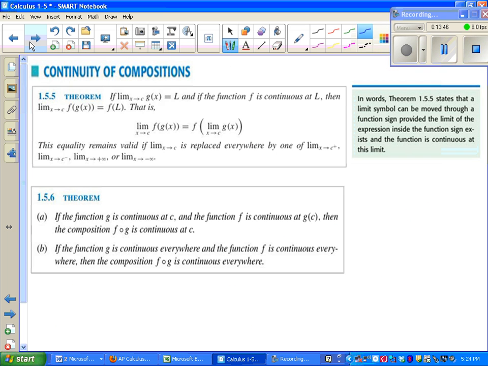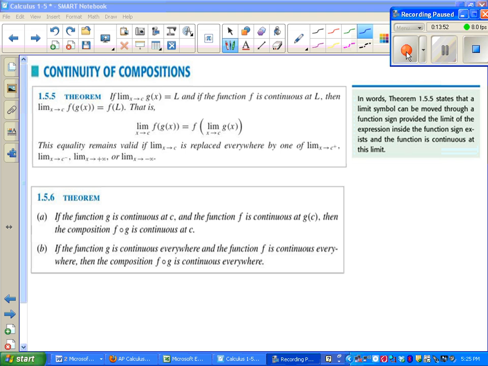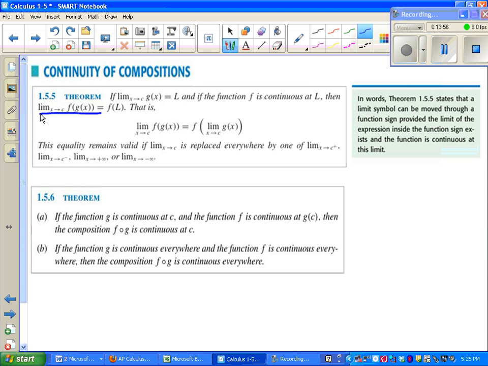Continuity of compositions is another thing that just works out nice. As long as we're trying to find this limit as x approaches c of f of g of x, first we need to make sure that the limit as x approaches c of g of x exists. It's going to equal some number L. And then we can plug that number L into the f function, just like we want to. So we can kind of distribute. Distribute is a bad word. It's not really distributing, but it's putting it on the inside. And that works.